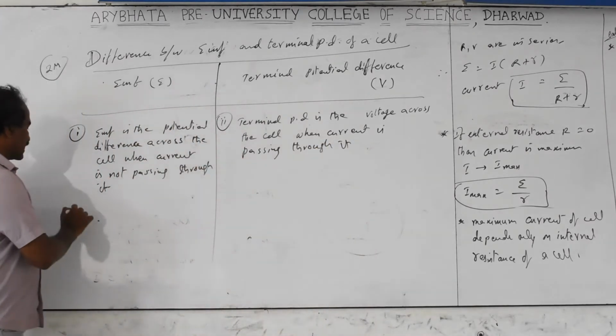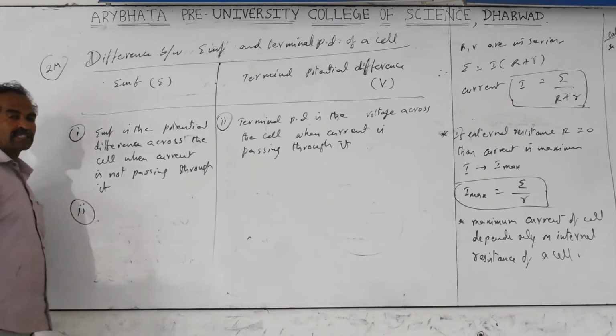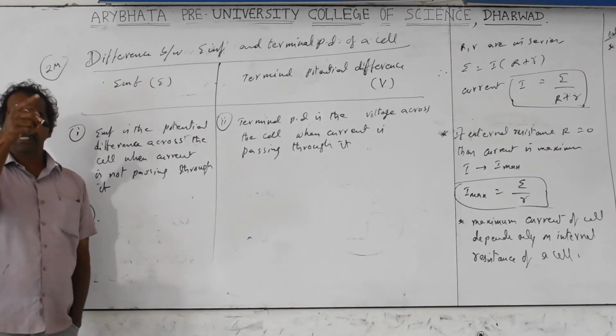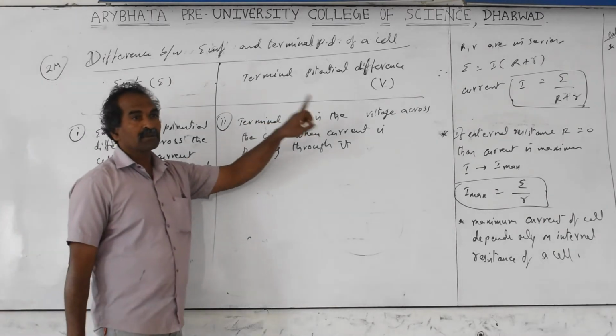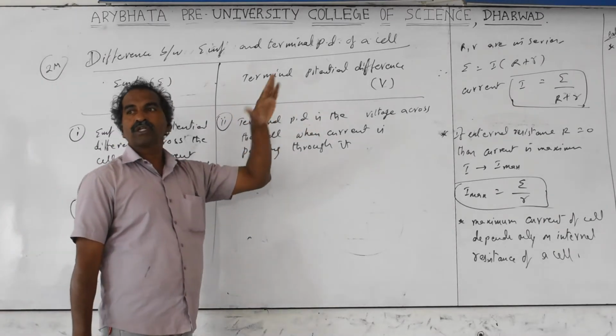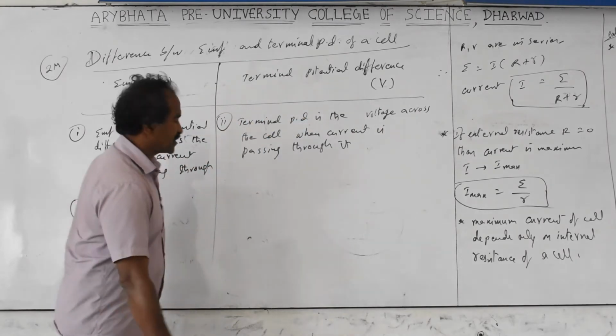What is the EMF doing? EMF is the actual voltage. It can move the current through the external resistance and also through the internal resistance. Whereas the potential difference is only the work done to move the charge through the external resistance.